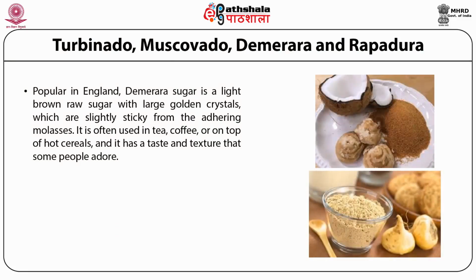Popular in England, Demerara sugar is a light brown raw sugar with large golden crystals which are slightly sticky from the adhering molasses. It is often used in tea, coffee or on top of hot cereals, and it has a taste and texture that some people adore.